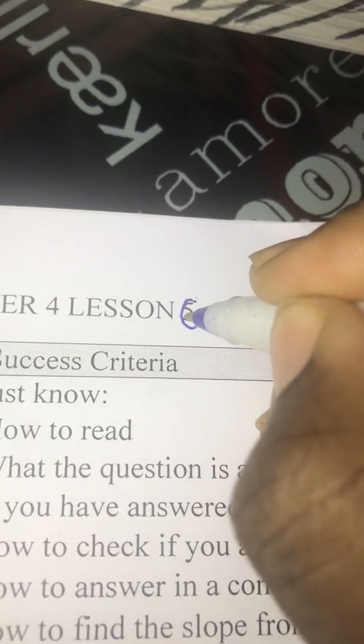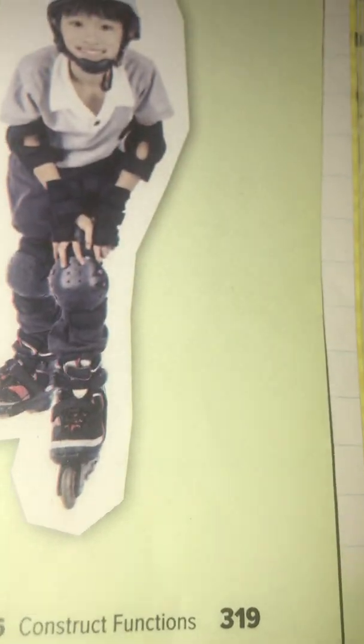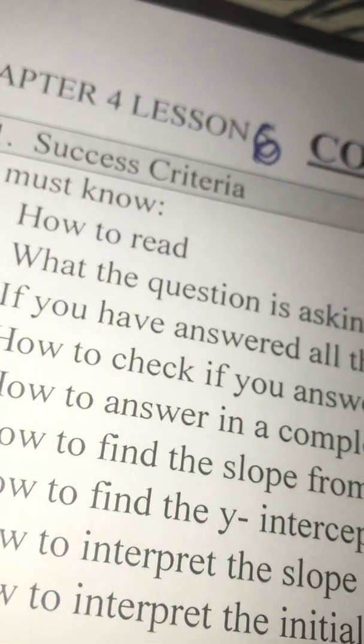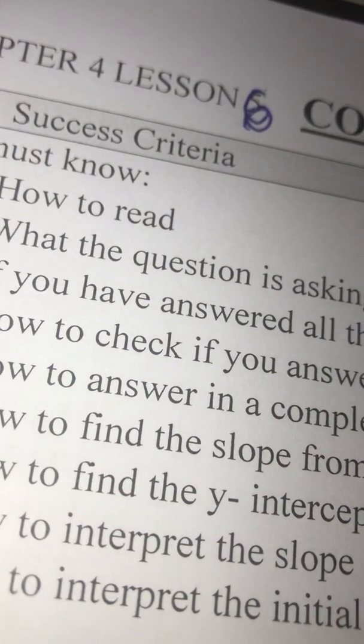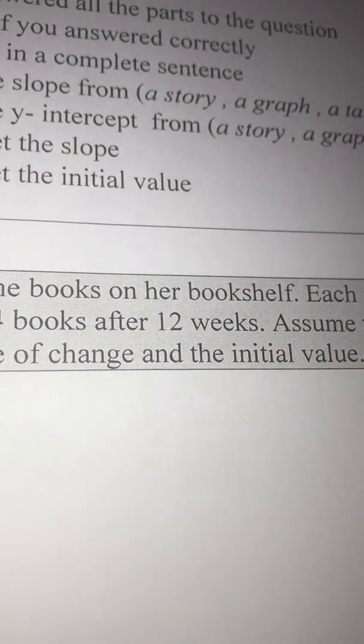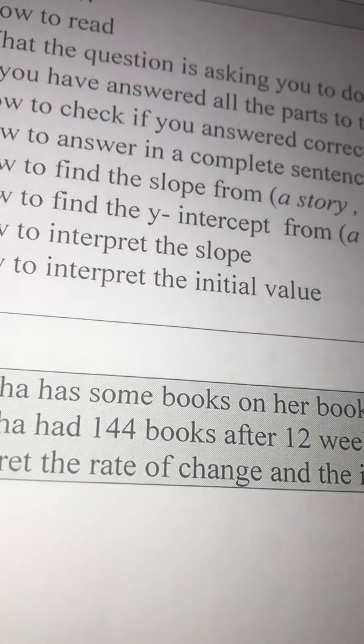Okay, grade 8. We are doing lesson 6. Why did I write 5? Lesson 6. Constructive functions and the data. It starts on page 319. Okay? Like I have told you, lesson 1 to 6 are all connected. We have done everything. Okay? Here you just have to do a little bit of explaining, but the process is the same.